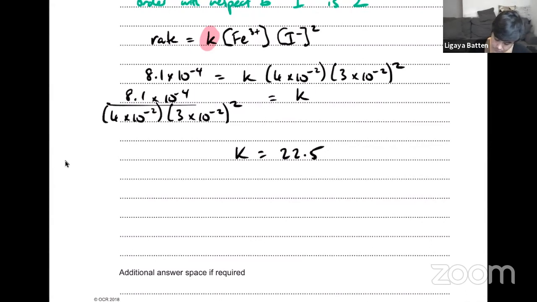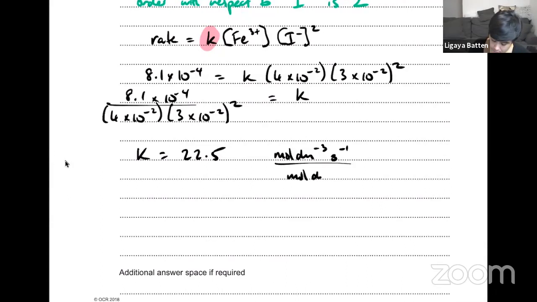So we have the rate on the top, moles per decimeter cubed per second. And on the bottom, we have moles per decimeter cubed, and we have it 3 times, so cubed. We can cancel one of those with that, making that 2. And then that means we have moles minus 2 dm to the 6 s minus 1, which we're going to write in this order instead.